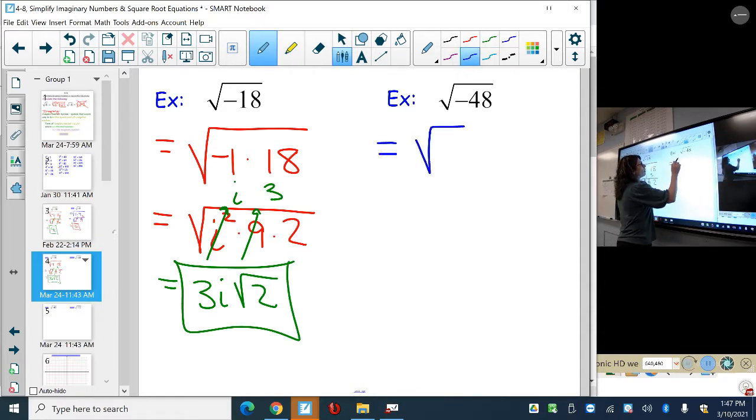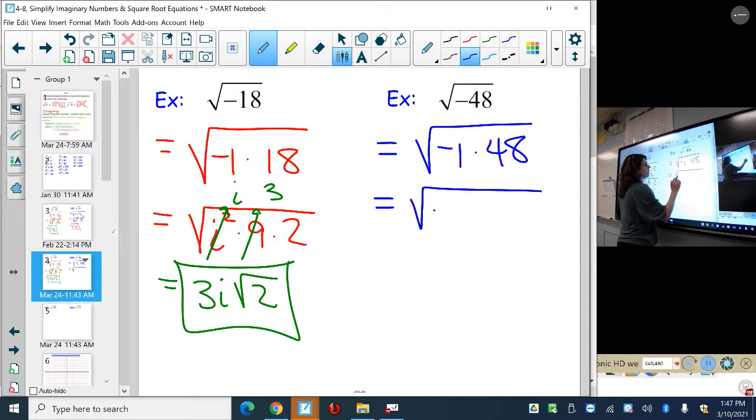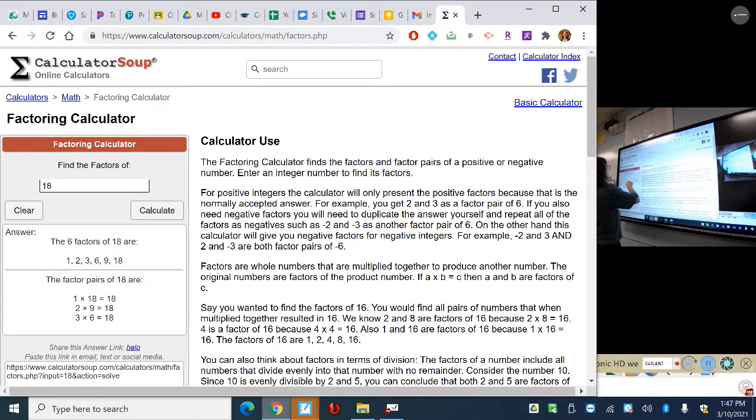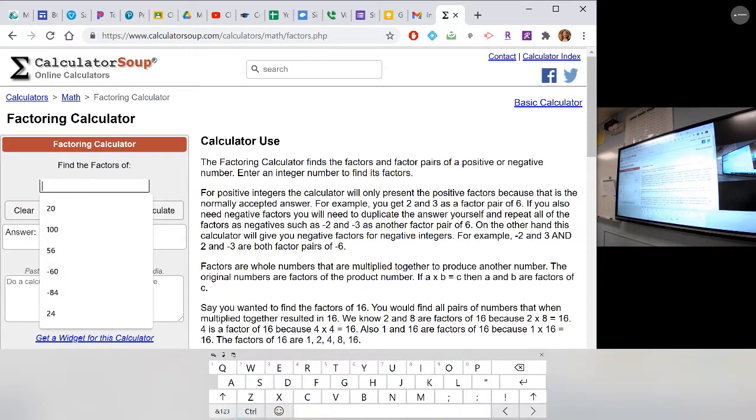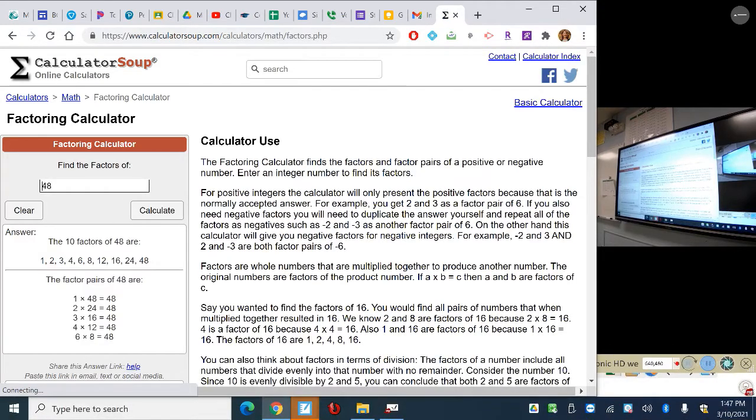Same thing. This is negative 1 times 48. So this is going to be i squared times. Come over to your lovely little factor finder, put 48 inside there, and you are going to use 3 times 16.